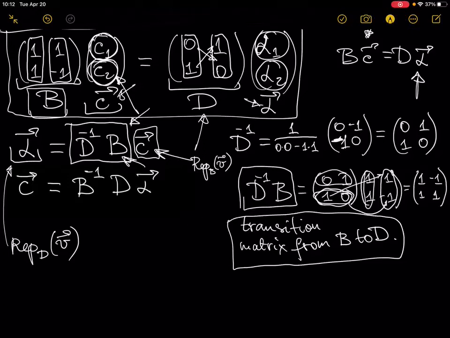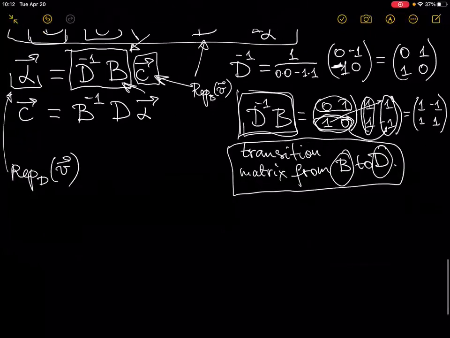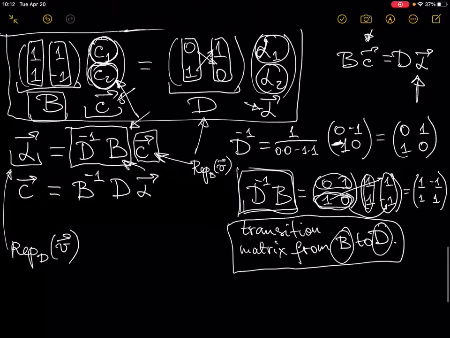So this is the transition matrix. If I ask you to find the transition matrix between two bases, pay attention, from basis B to basis D, my recommendation is: please do not ever try to remember that it is like this or that. Believe me, in 50% of the cases you will be wrong.